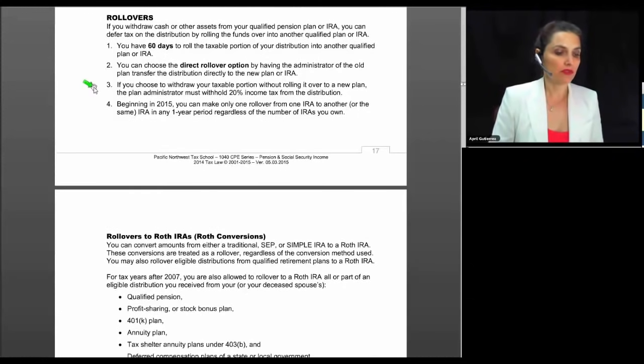Now, if you choose to withdraw your taxable portion without rolling it over into a new plan, the plan administrator must withhold 20% income tax on that distribution. And that can make it a challenge if you take money out of the plan and then you decide that you're going to roll it over within 60 days, but the plan administrator has held out 20% tax. It may be difficult to come up with the entire recontribution amount.